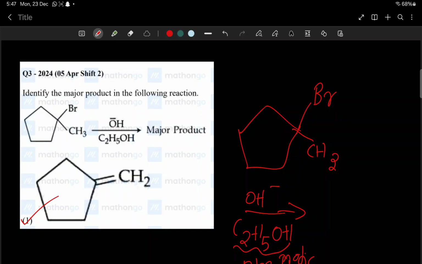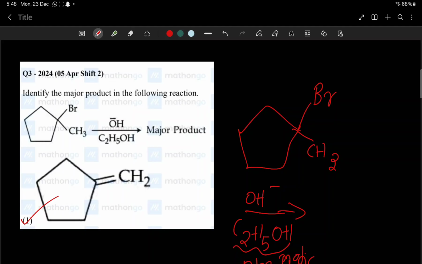Yes. In NCERT, the Zaitsev rule is written in a detailed manner. The definition of the Zaitsev rule is given. In dehydrohalogenation reaction, the preferred product is the alkene which has greater number of alkyl groups attached to the doubly bonded carbon. Greater number of alkyl groups attached to the doubly bonded carbon.